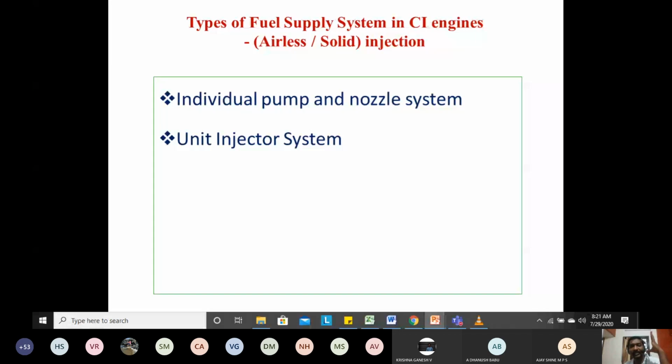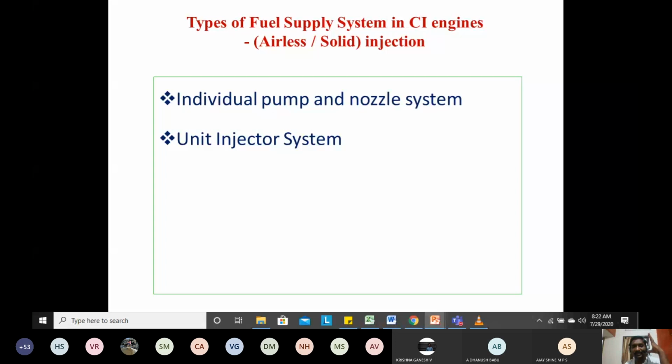The other one is called the unit injector system, where the fuel injection pump and the fuel nozzle both will be a single unit. As a single unit it will be available. That we call the unit injector system. There will be a dedicated unit for each and every cylinder.